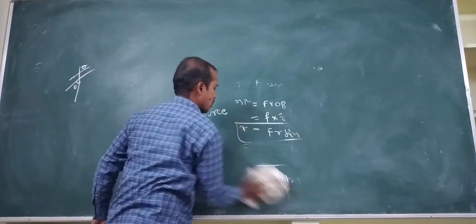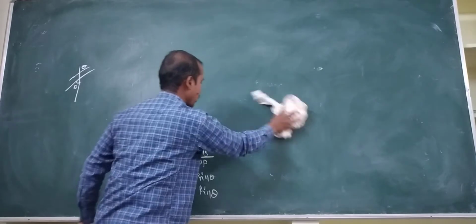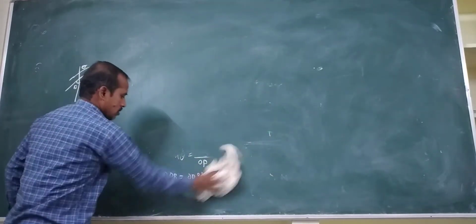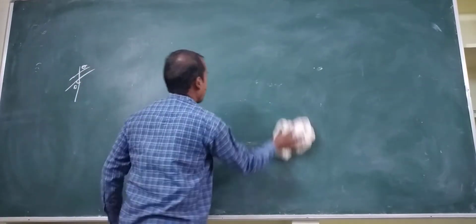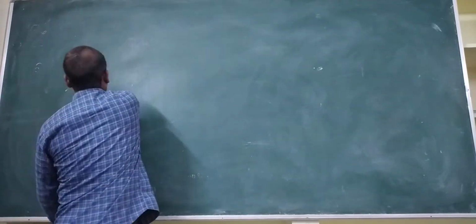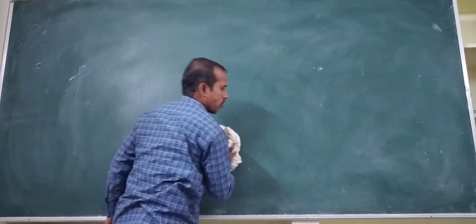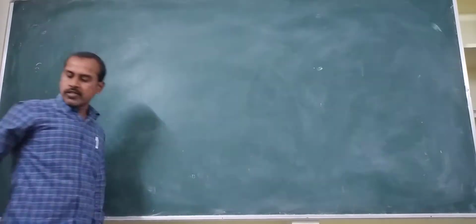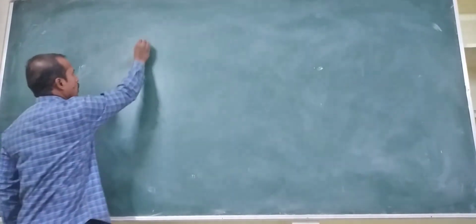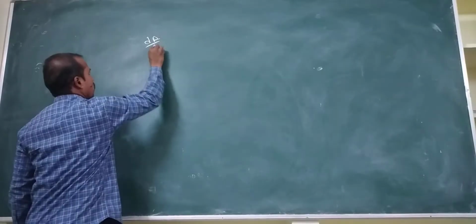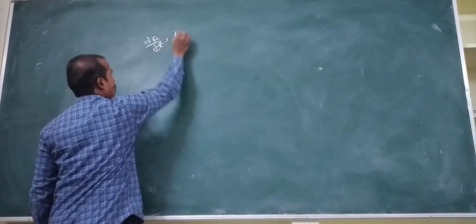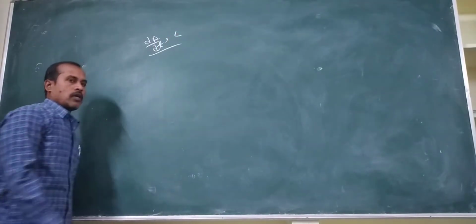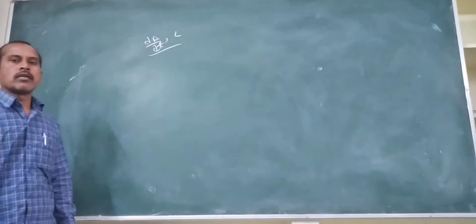Statement once again: the product of the magnitude of force and the perpendicular distance of the line of action of the force. The relation between area velocity and angular momentum. Area velocity and angular momentum.